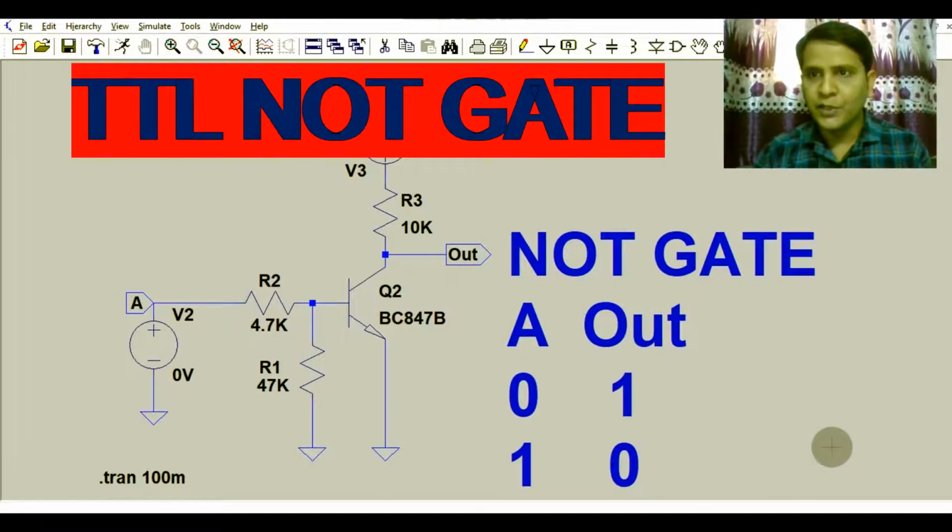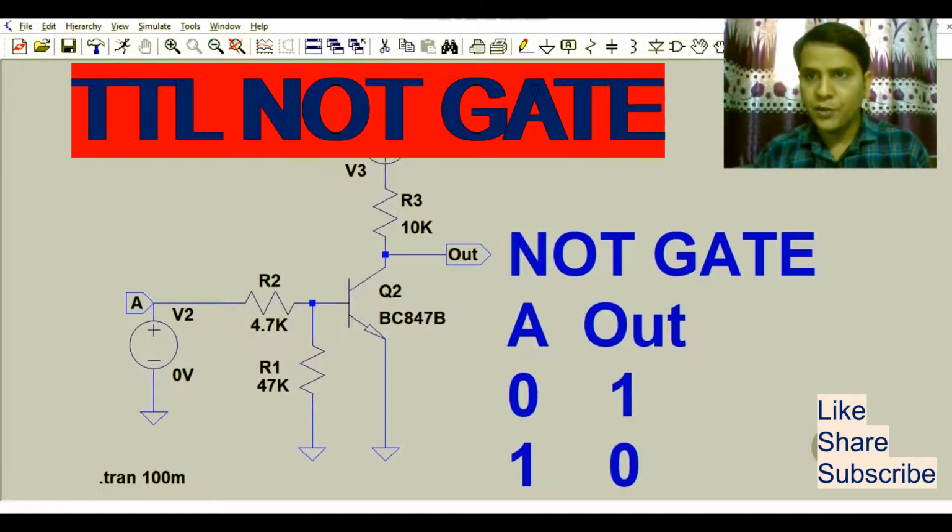So today we are going to learn about the operation of NOT gate by using transistor. In the last two videos we have understood about the operation of AND gate by using two transistors in LTSpice, and the operation of OR gate by using two transistors in LTSpice. So today I will show you the operation of NOT gate by using transistor in LTSpice, right?